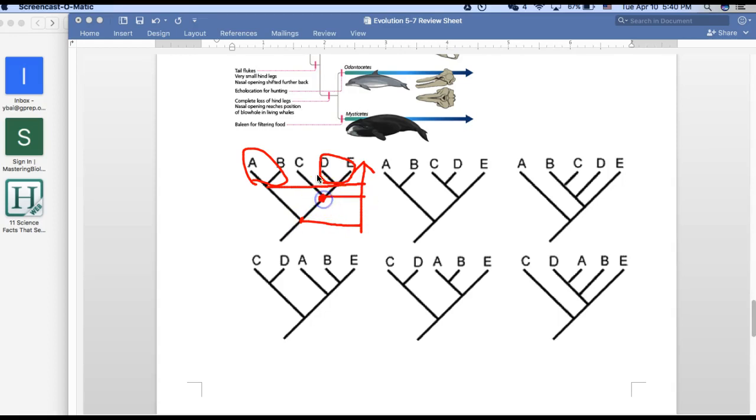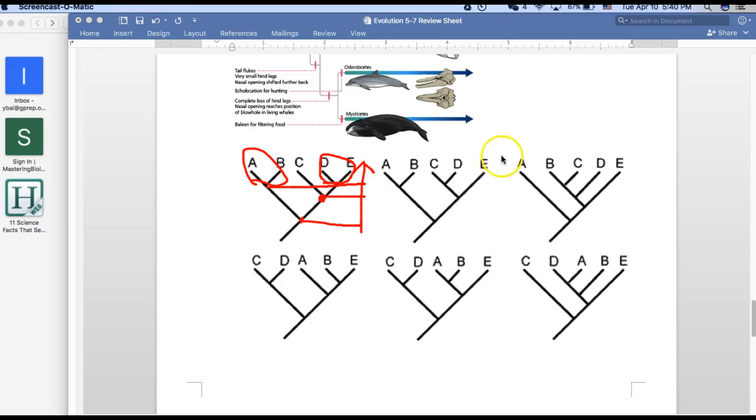So this tells you that C and D, or C and E, are more closely related than C to B or C to A. So bottom line is, if two species share a most recent common ancestor, those two species are more closely related to each other.